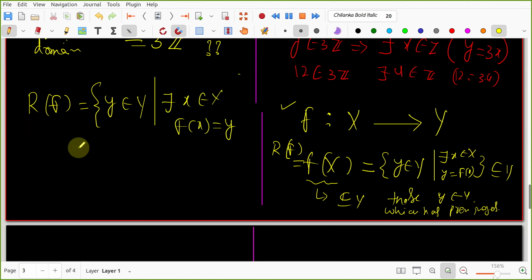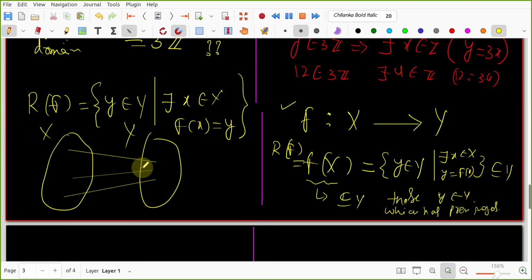So this is my X, this is my Y. All those places these will go, right? So this is my range of f. It is also equal to f of X. You can call both. That is called the range of f.